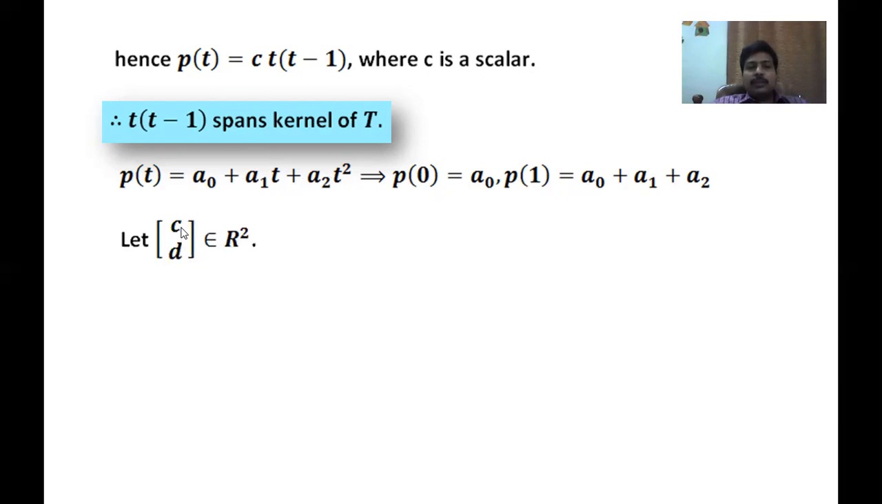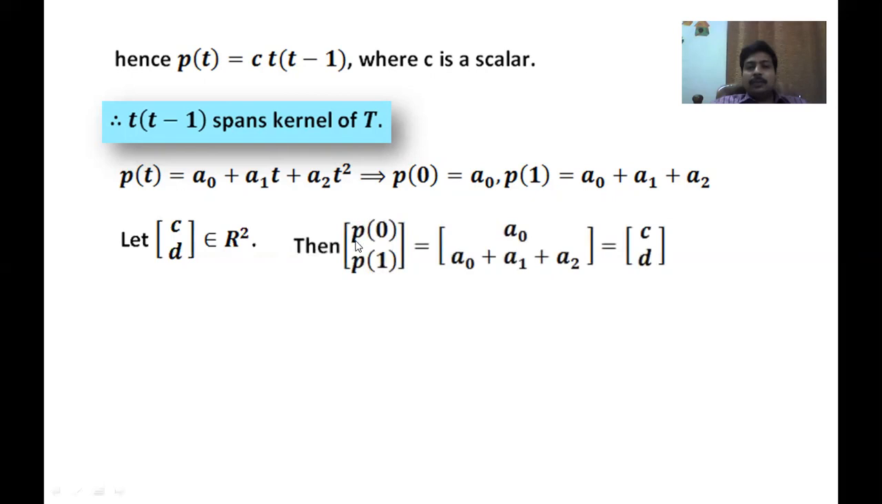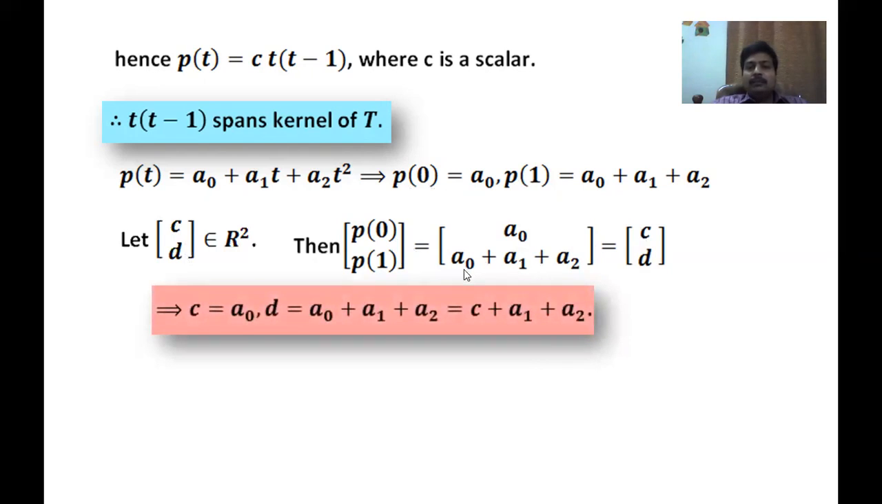Let CD belong to R squared. Let us take a typical element in R2. Then P of 0 and P of 1 is equal to CD, where P of 0 is A0 and P of 1 is A0 plus A1 plus A2. If I want to produce a typical element in R2 using this, I must have A0 equal to C and D equal to A0 plus A1 plus A2, but I can replace A0 with C.